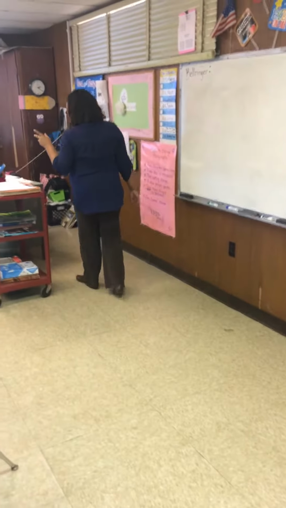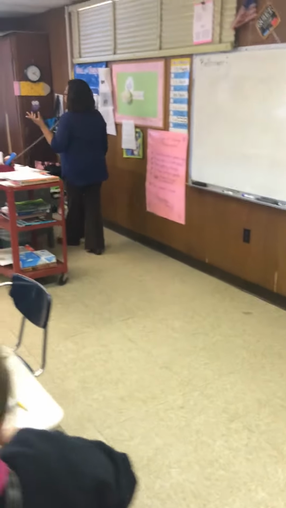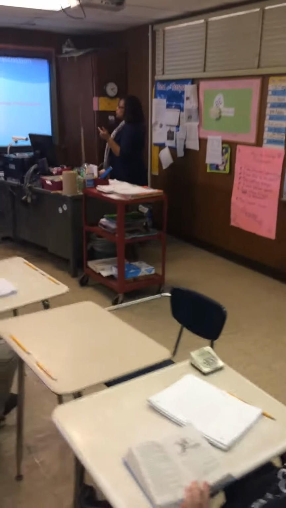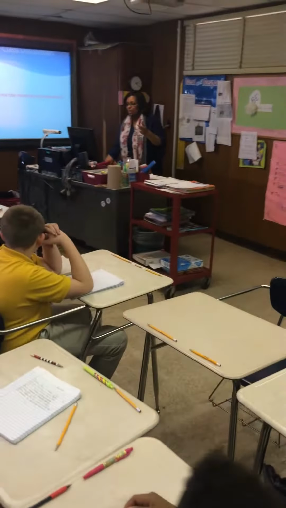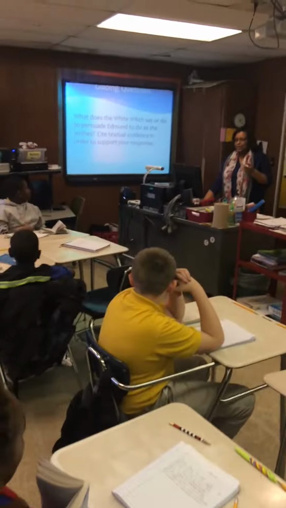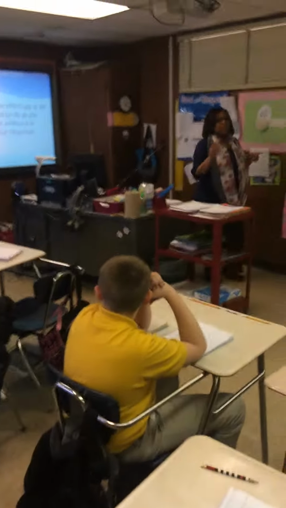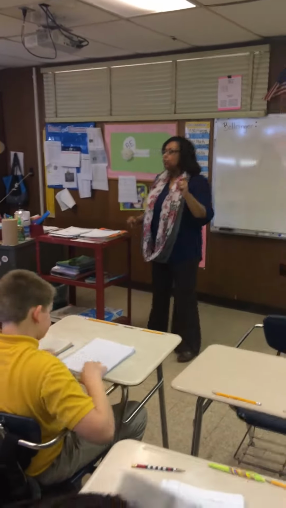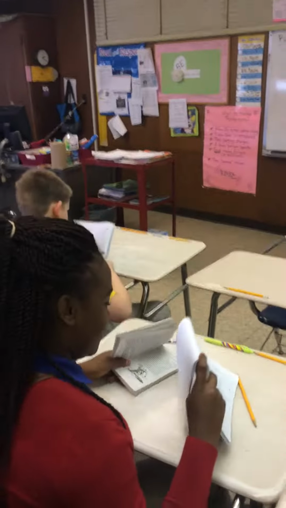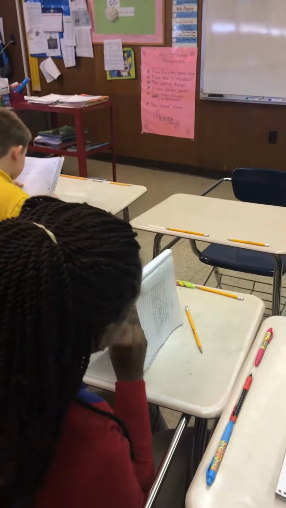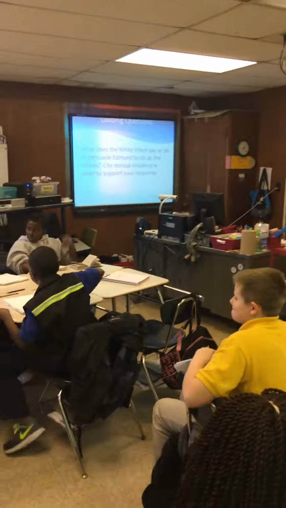Persuasion is something through reasoning or argument that you can get someone to do for you. You just have to have the correct mannerism, right? All right, so you're going to get with your 3 o'clock buddies, and you're going to discuss our guiding question for today. What does the White Witch say or do to persuade Edmund to do as she wishes? And make sure that you cite your textual evidence.